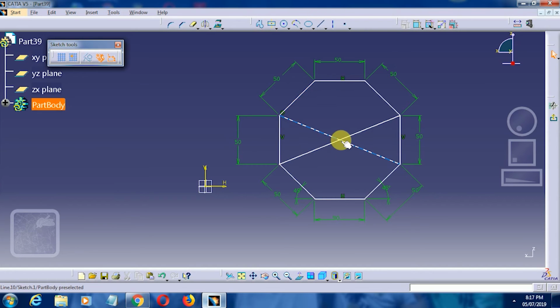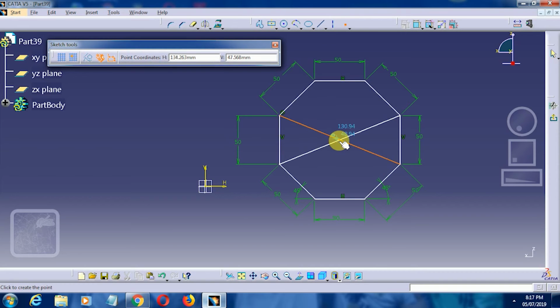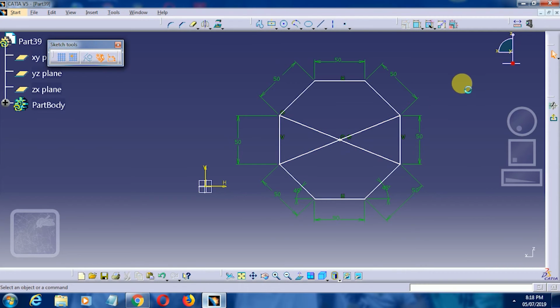Now that the two lines are intersected, let us mark the center by using the point command. Here we can see both the lines become red once they are selected. So make sure that you bring your cursor in the right manner. Now both the lines are red, so it is now that we are in the center. So click on it and the center will be marked.